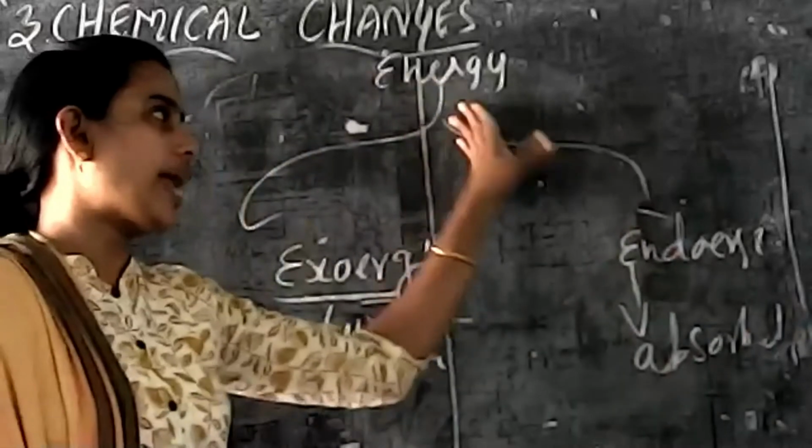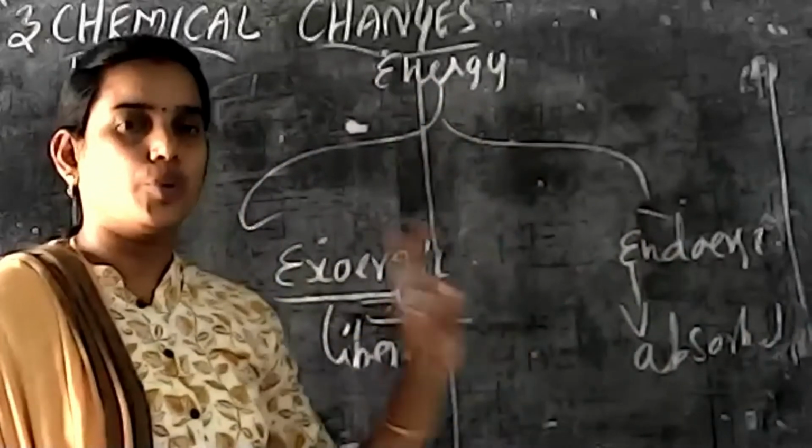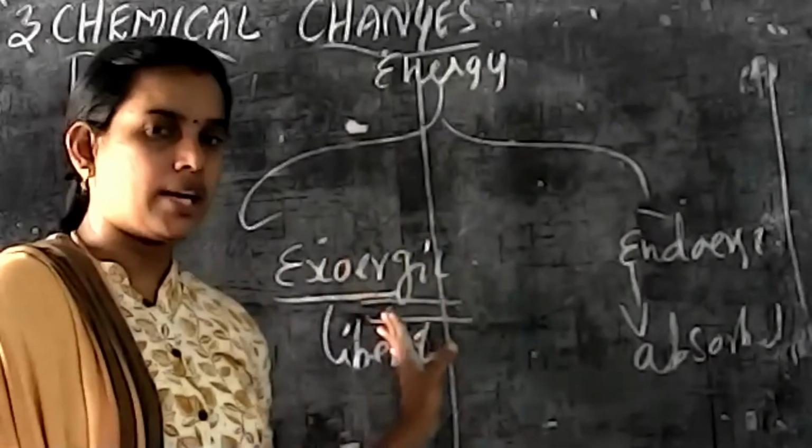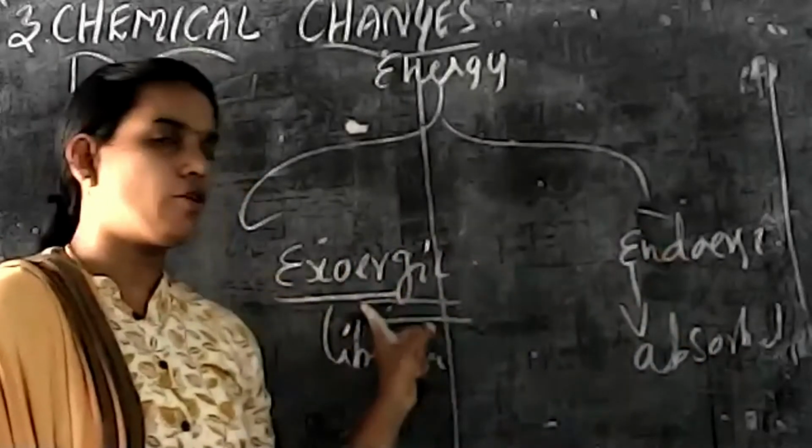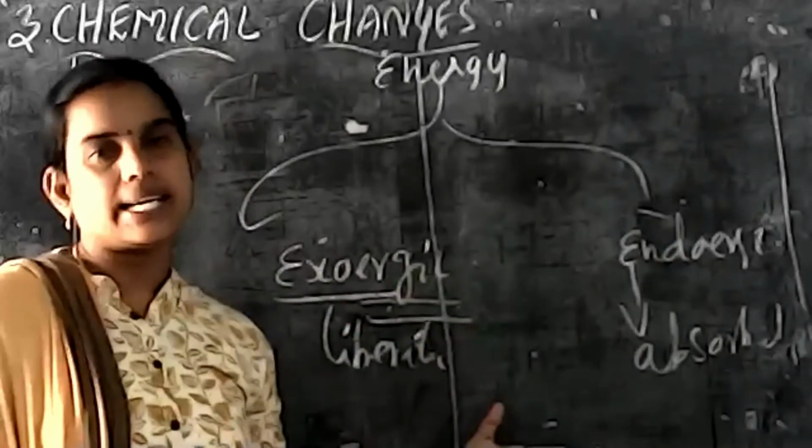Okay. So based on energy level, we are categorizing two reactions such as exoergic and endoergic. Exo means the energy liberated reactions.